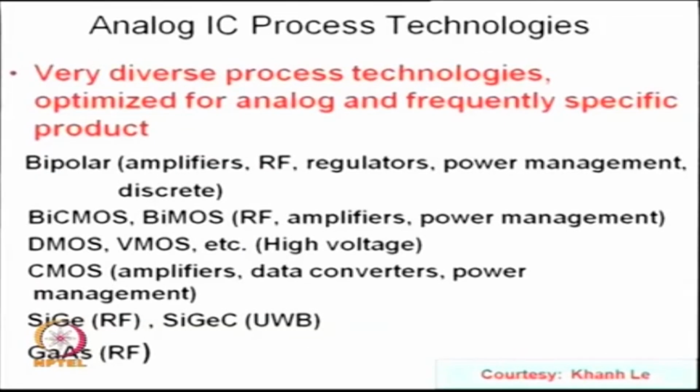Then what are the technologies people are working on? Very different technologies have been tried for different applications. Bipolar, many companies are working even now for amplifiers, RF blocks, regulators, power management and some discretes. BiCMOS or BiMOS, they are working for RF, amplifier, power management. For specifically large power, we work on DMOS or VMOS or sometimes DEMOS, drain extended MOS, for high voltage applications. Do not think high voltage means really 100 or something, 50 is very high compared to 0.8. So it is very high voltage. 5 volt is also now much higher than 0.6 or 0.8.